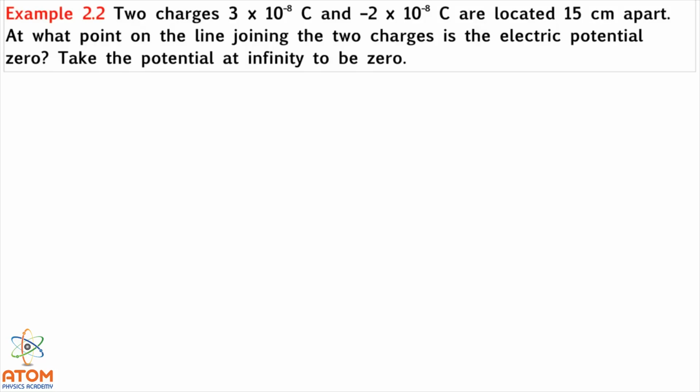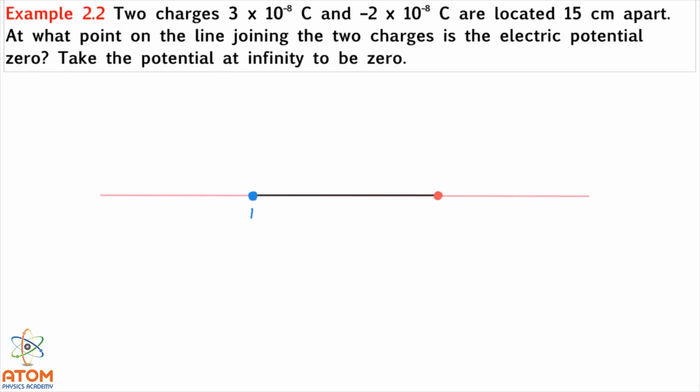Let us say example 2.2. Two charges 3 into 10 raised to minus 8 coulomb and minus 2 into 10 raised to minus 8 coulomb are located 15 centimeter apart. At what point on the line joining the two charges is the electric potential 0? Take the potential at infinity to be 0.